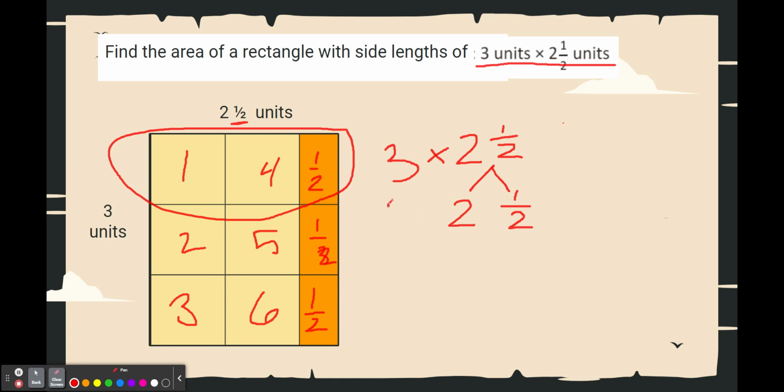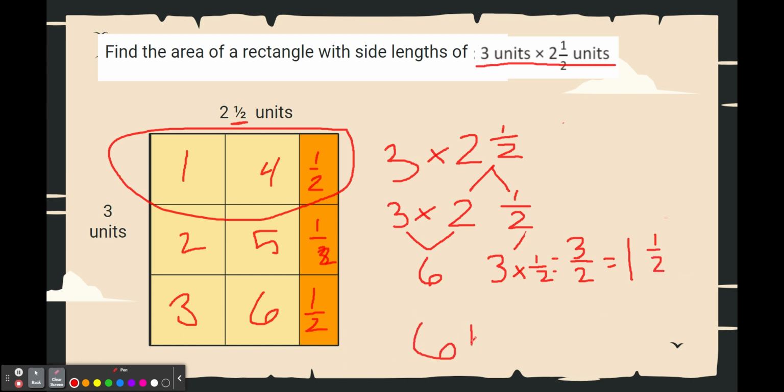So then I could do 3 times 2, which gives me 6. And then I can do 3 times 1/2, which will give me 3/2, because I have 3 groups of 1/2, which is equal to 1 1/2. So then if I combine 6 plus 1 1/2, that gives me 7 1/2 square units.